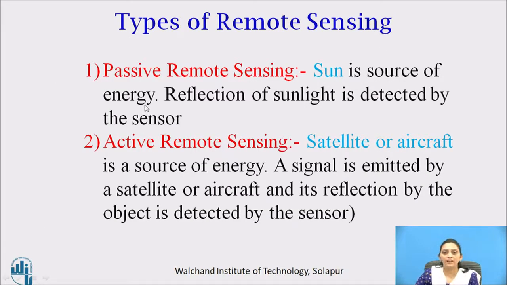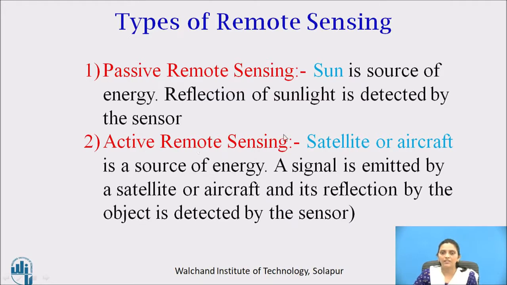Now, see types of remote sensing. There are two types of remote sensing. Number one, passive remote sensing, and second is active remote sensing. In passive remote sensing, the sun is the source of energy. Reflection of sunlight is detected by the sensor. What is the disadvantage of passive remote sensing? It works only in daytime, it does not work at night time. So, this is the disadvantage.